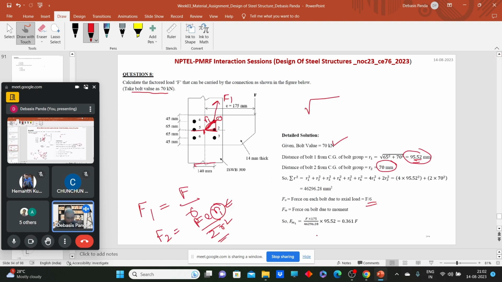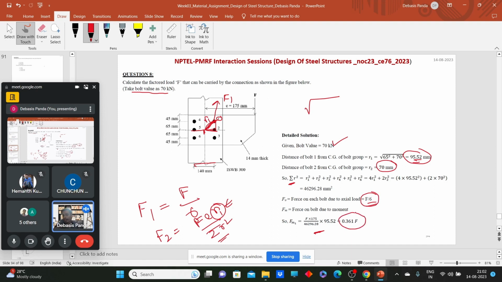F2, because the summation of R square is here, R1 square, R2 square, R3 square. You can calculate it. R1 is the radial distance for bolt 1, R2 is the radial distance for bolt 2, R3 is the radial distance for bolt 3. So you can calculate this like this. F1 we have calculated, this comes as F by 6. F2 comes as this.